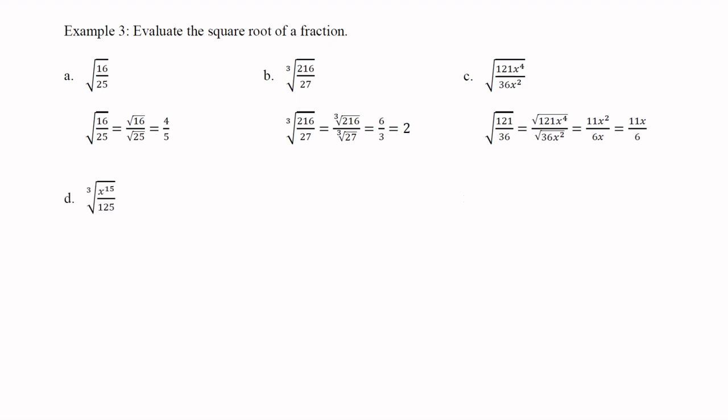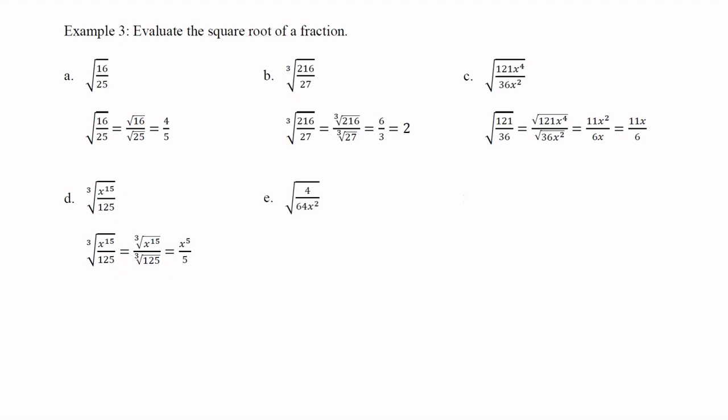For d, we have the cube root of x to the 15th over 125. We're going to split it into a radical on the top and the bottom. The cube root of x to the 15th is x to the 5th. The cube root of 125 is 5.